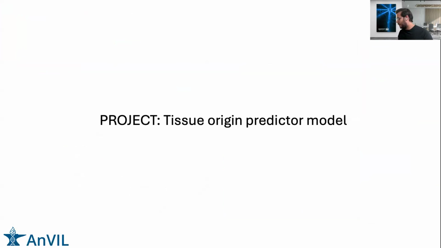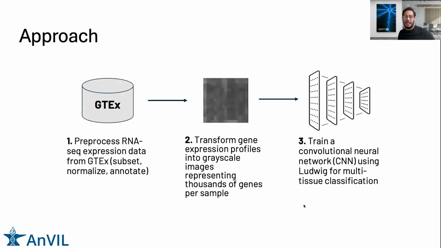Okay, so the first project that I'm going to show is probably the one that we test to make sure the tools are doing what we expect. We are going to build a model that predicts the tissue origin based on RNA-seq. We take the following approach: we take the GTEx datasets from AnVIL, import them to Terra, and we perform two tasks here.